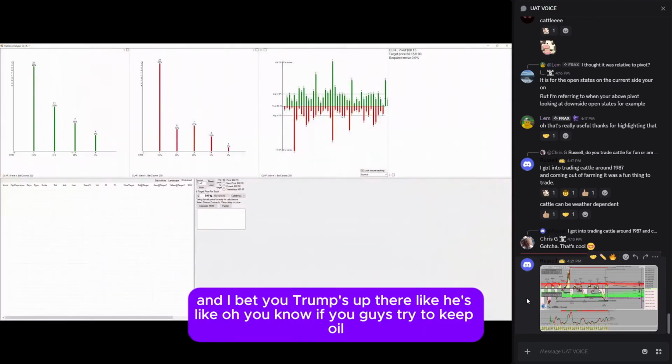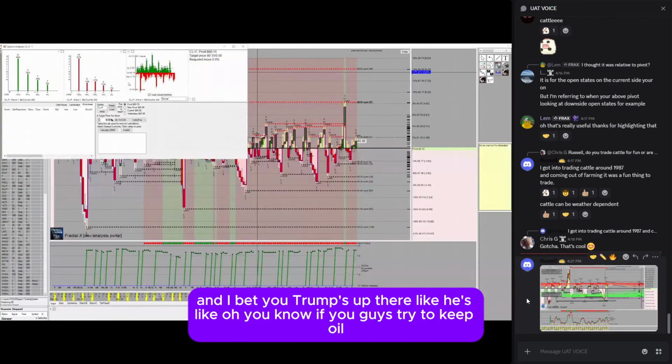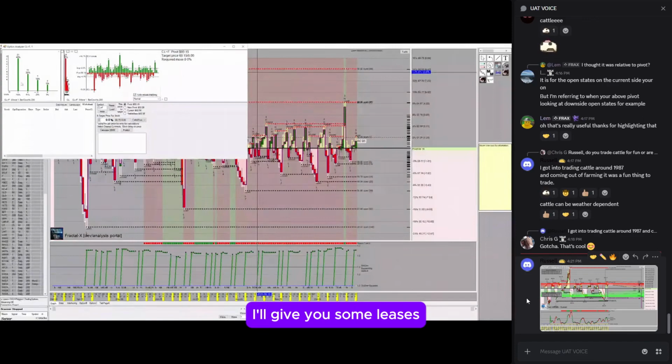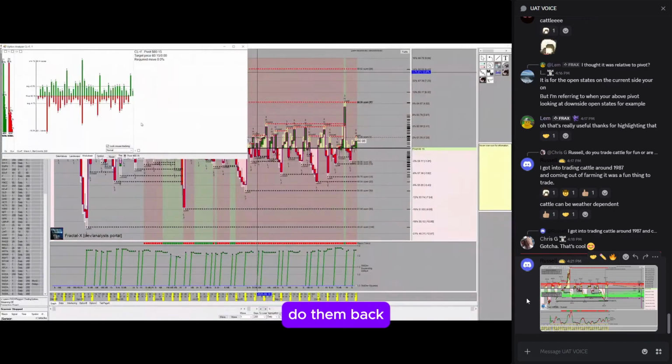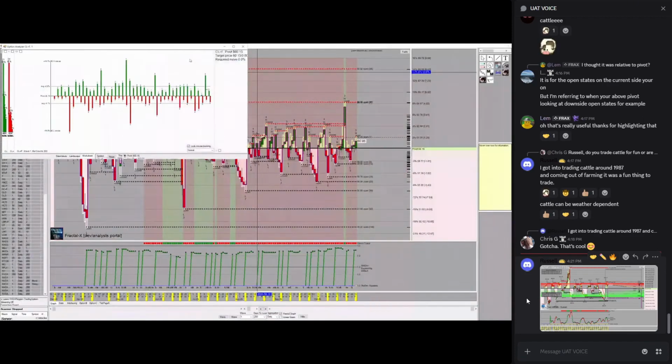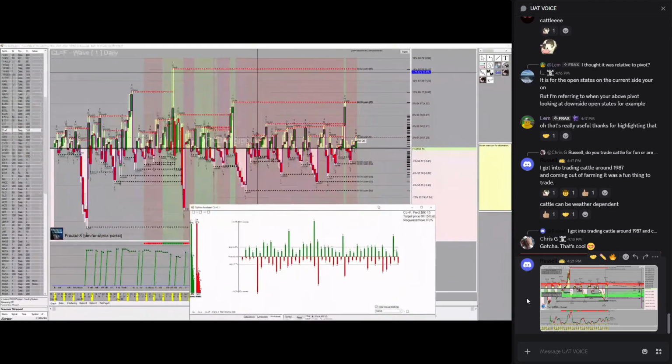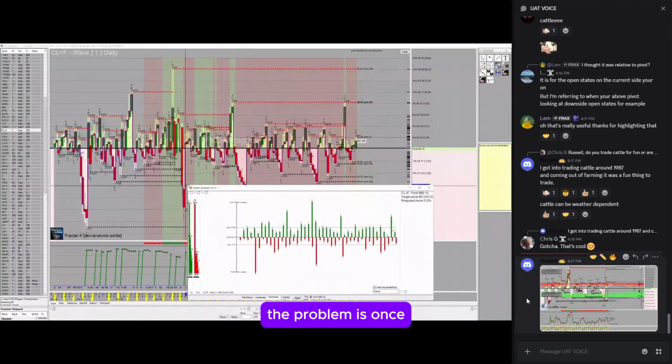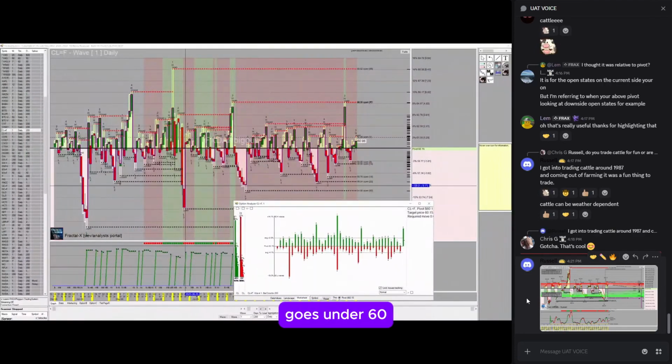And I bet you Trump's up there like, oh, if you guys try to keep oil down, I'll give you some leases, and probably doing backroom deals. Try to get oil under control. The problem is once crude goes under 60 a barrel, these companies start going unprofitable. Most of them do.